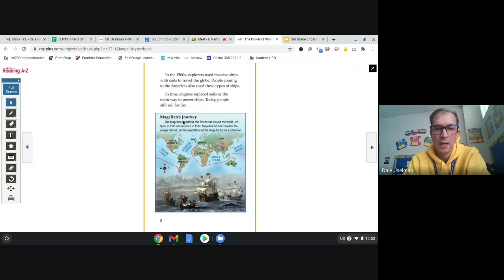Magellan's Journey. The Magellan expedition, the first to sail around the world, left Spain in 1519 and returned in 1522. Wow, so think about that. How many years was that this crew sailed from Spain all the way around the world and back to Spain? You're right, 3 years. It took 3 years. Magellan did not complete the voyage himself, but his expedition set the stage for future exploration.